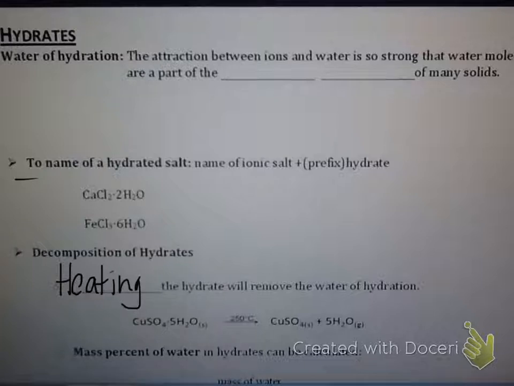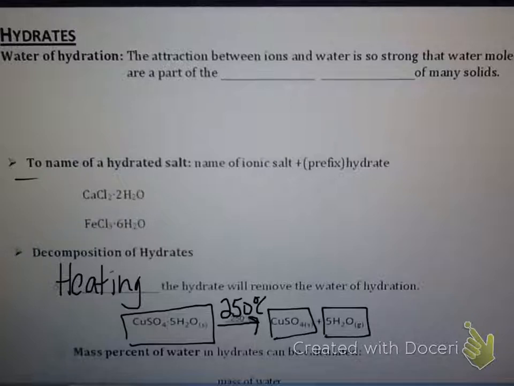For example, here we have copper(II) sulfate pentahydrate. I've shown a chemical reaction here at 250 degrees Celsius, so adding heat to decompose into 2 different compounds. Remember, decomposition breaks down into smaller individual pieces. So here we have the individual hydrate. It's going to break down into the anhydrous salt plus 5 waters. All right? So the water can be completely removed by heating.